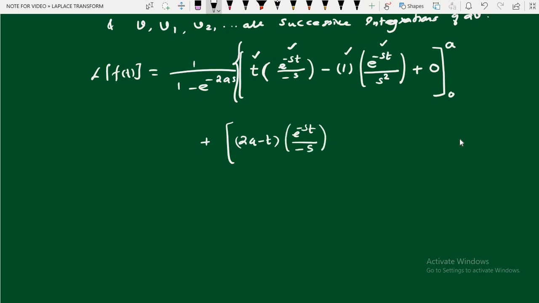Next term, this is the first term. The next term is minus, and take the first function, differentiate the first function. What is that? 2a differentiation. 2a differentiation is 0. 2a is a constant, differentiation 0. t with respect to t is 1. Therefore 0 minus 1 is minus 1. Then integrate this function, e power minus st divided by minus s into minus s, that gives s square. Next term is plus. Now differentiate this minus 1. Differentiation of minus 1 is also 0. Differentiation of constant is 0. Right. Now the limits are a to 2a.